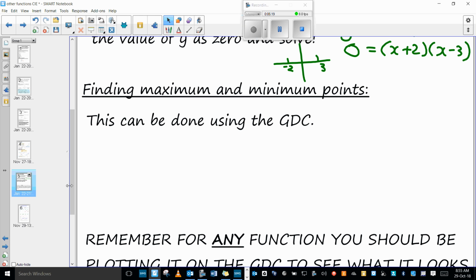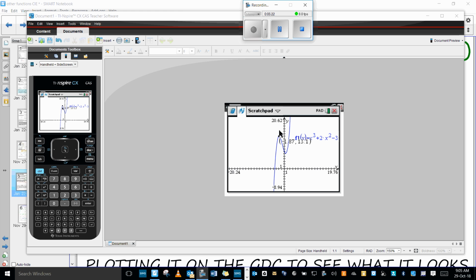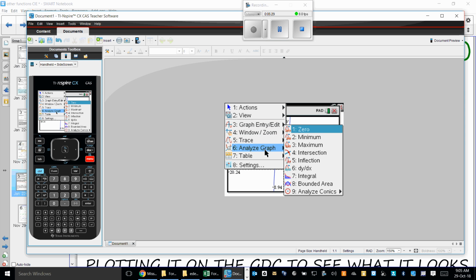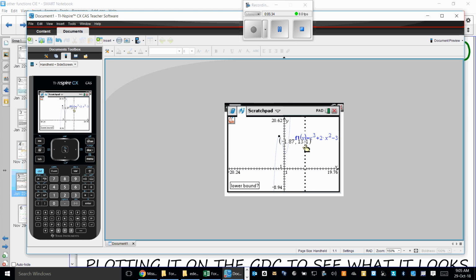All right. So once you've got your graph in there, you go to Menu, and then you go to Analyze Graph, and we're trying to find the maximum point. So we click on maximum. Now, it gives you information here on the bottom left. It says lower bound, and you should have some kind of movable line. So what you do is you need to place that movable line on the left of the maximum point. On the left of it, because it's a lower bound. Okay, so that means a smaller number.